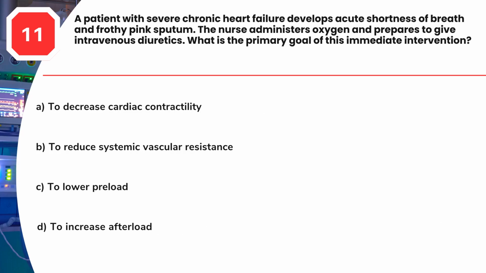Question 11. A patient with severe chronic heart failure develops acute shortness of breath and frothy pink sputum. The nurse administers oxygen and prepares to give intravenous diuretics. What is the primary goal of this immediate intervention? A. To decrease cardiac contractility. B. To reduce systemic vascular resistance. C. To lower preload. D. To increase afterload.